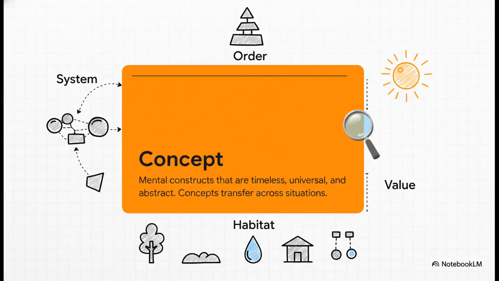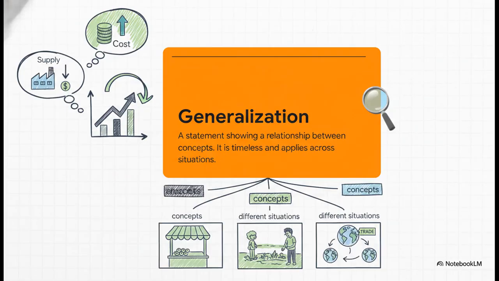Now, if facts are the bricks, then concepts are the categories we sort them into. Kind of like mental folders. They're abstract, they're timeless, they're universal. Words like system, order, value, or habitat. You can talk about a habitat in the Amazon or a habitat in an aquarium. The concept itself travels.